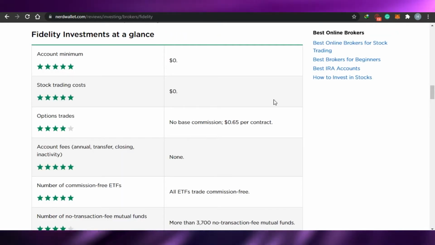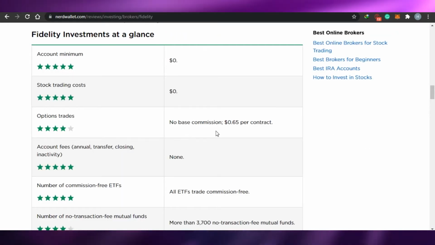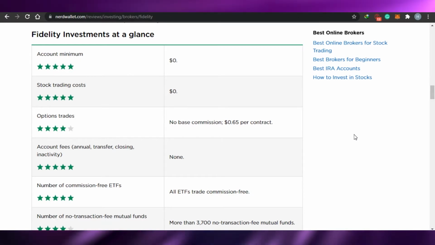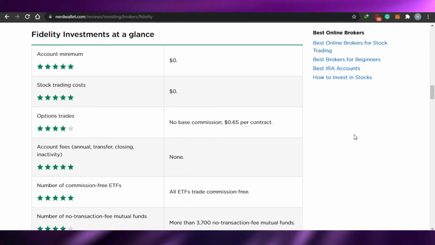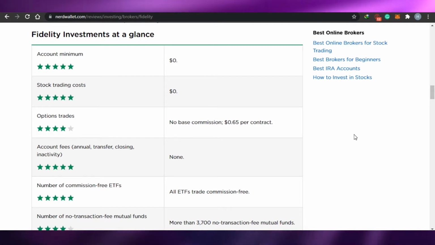But if we go to Fidelity, you will see that they have a commission fee. There's no base commission fee, but there is $0.65 per contract. So that's not good. That's okayish, it's not that much, but if we're comparing it to WEBULL, that's bad, because they do not have any fee and Fidelity does have that fee.